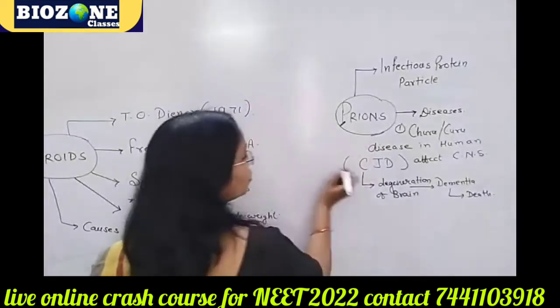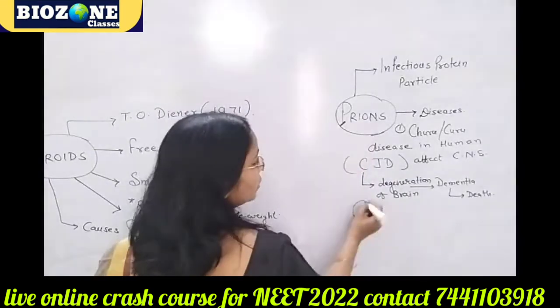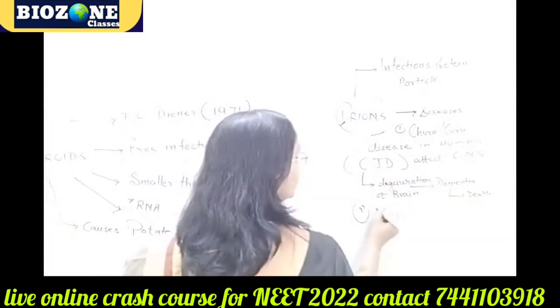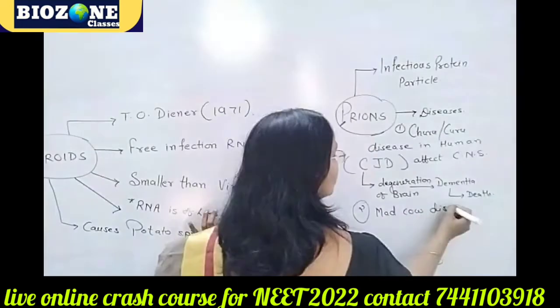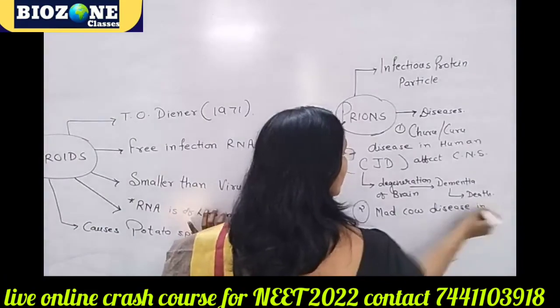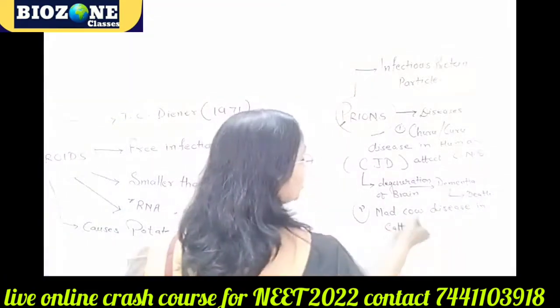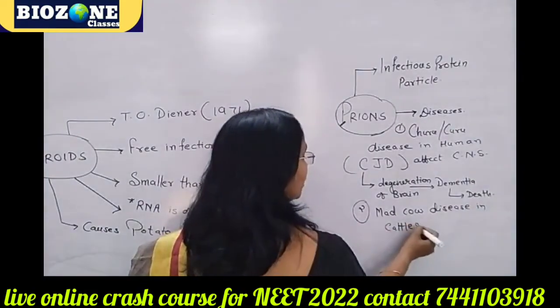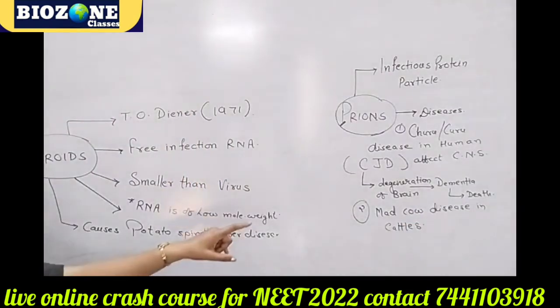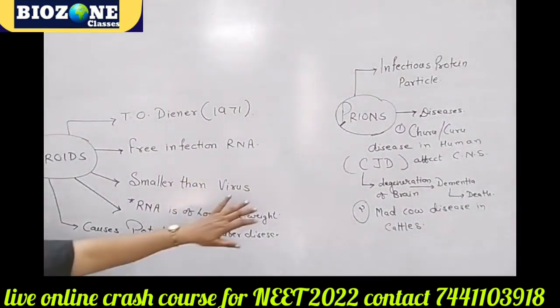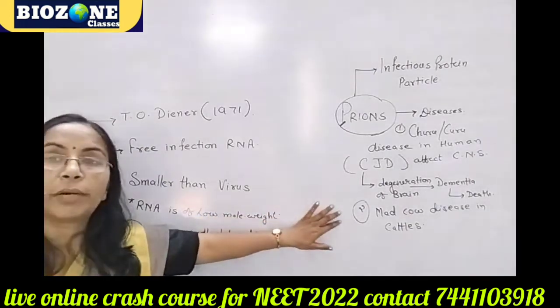Second disease जो cause हो रहा है यहाँ पे, second disease you remember, that is mad cow disease in cattle. Generally it is called mad cow disease, but again it affects the central nervous system of cattle and causes mad cow disease. तो ये part आप याद रखेंगे. This part you remember for the prion.